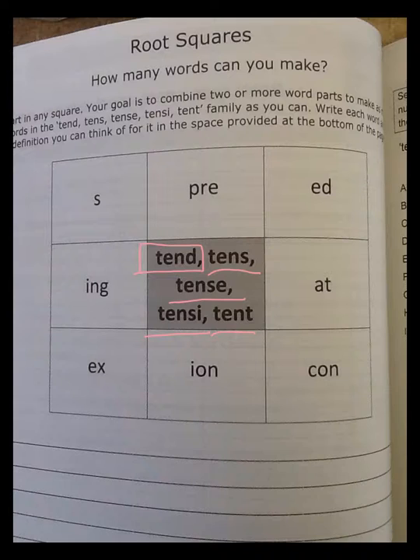Up here at the top, we are going to be writing the definition, so go ahead and get your pencils ready. The definition for the root tend, spelled all those different ways, is to stretch. So let's write that in. It also means to offer or to aim. So remember, we write not only, let's move that over there.